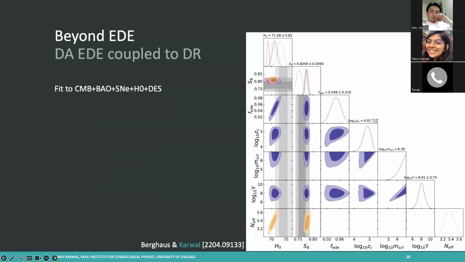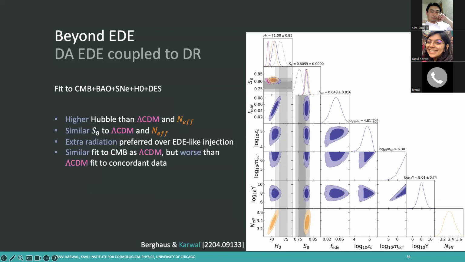We looked at this as a solution to both the Hubble and the large-scale structure tension, which is why I'm including these two data sets, a local H0 measurement and the Dark Energy Survey constraint on S8. We found that it improves the Hubble tension, it doesn't really improve the S8 tension, and instead of early dark energy, the universe prefers extra radiation that looks like this, that's just ever present. This is slightly different from ineffective.